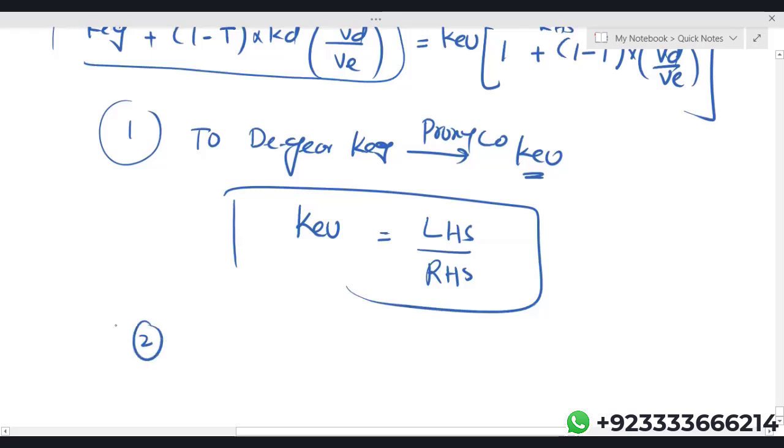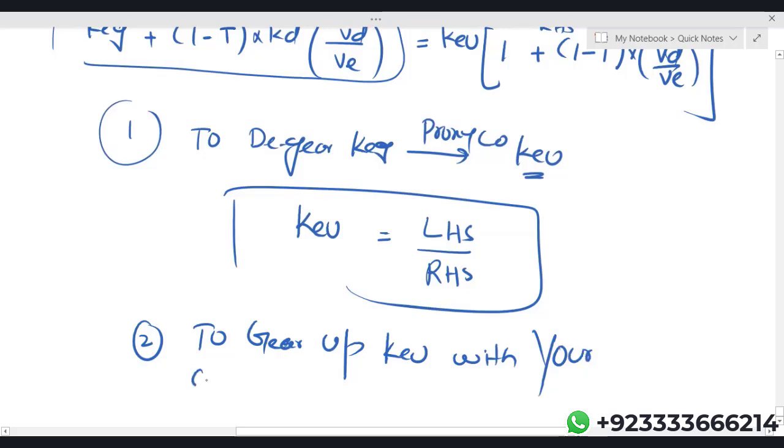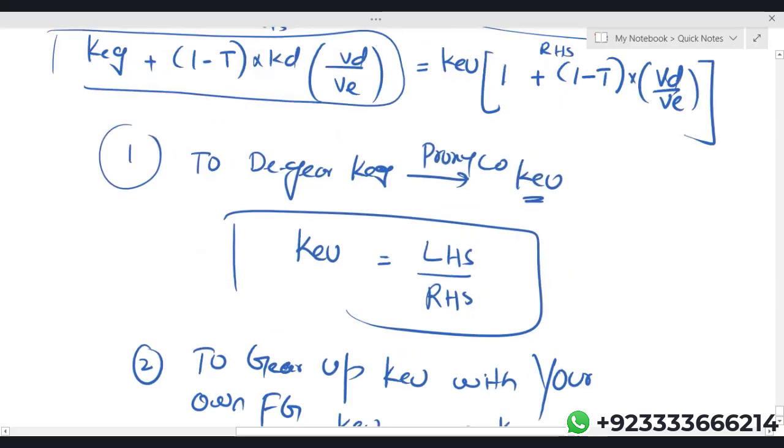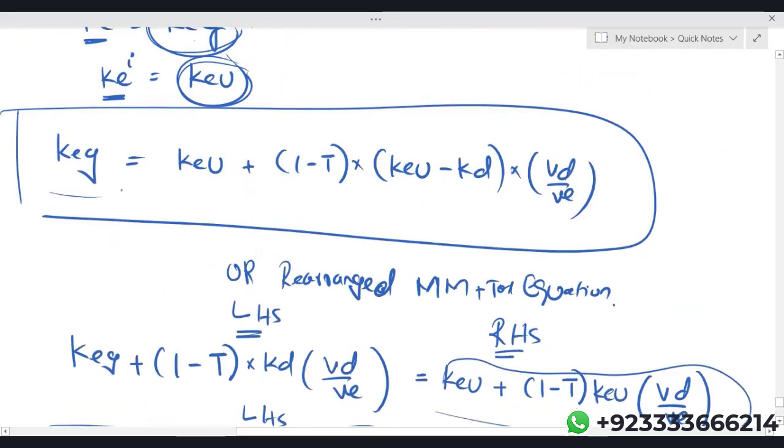Let's say you have managed to calculate KU. Look at step 2. Now, to gear up KU with your own financial gearing. Now we'll be converting KU to KG. Cost of equity of ungeared, we'll be converting into cost of equity of geared. Now in step 2, you will be using the first equation, this one. Why? Listen, student, you have calculated KU. 1 minus T, everything is given to you.